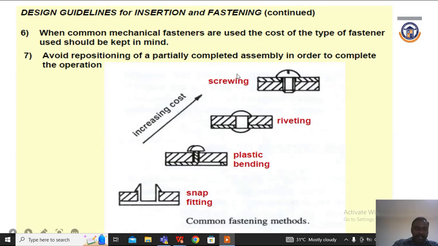So basic snap fit will be the minimum fastening method, in terms of cost also. The second most is plastic bending, then riveting and then screw. It will take more time, and more time will increase the product cost.